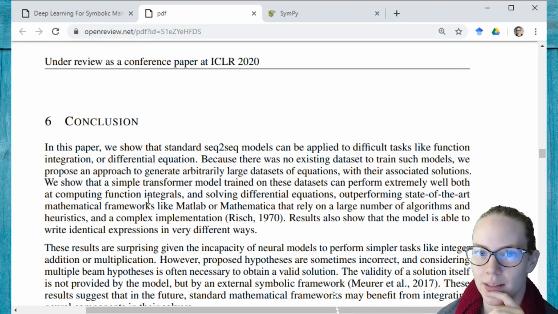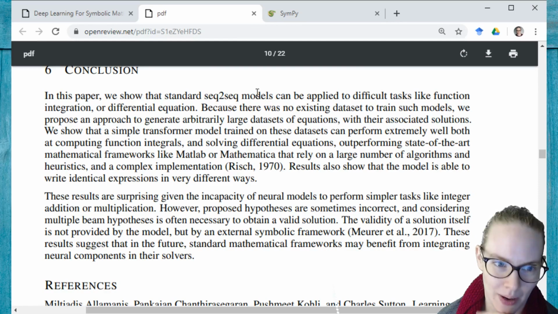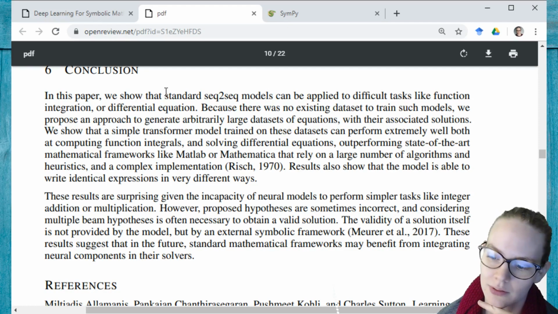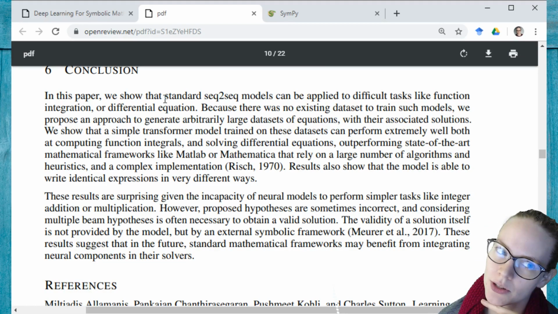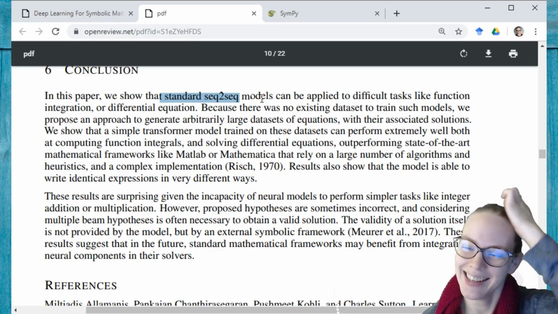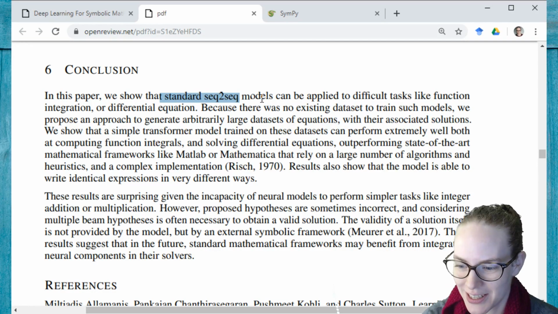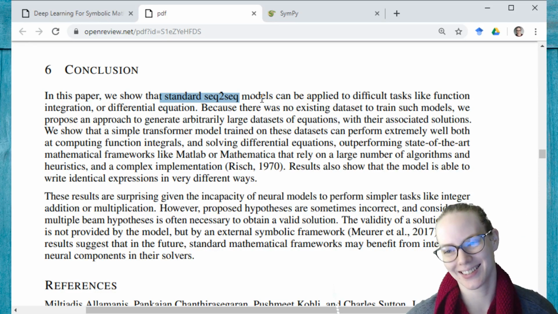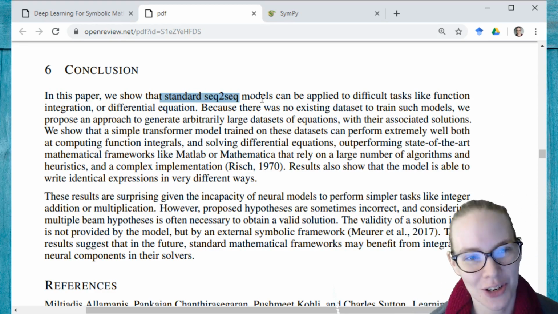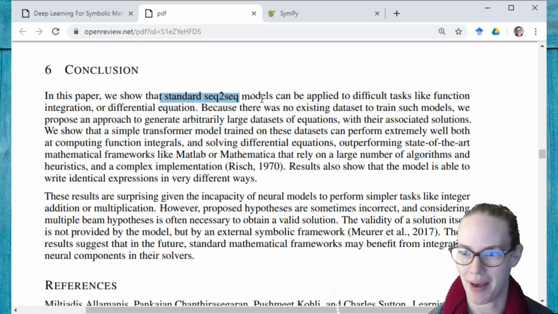All right, conclusion. In this paper, we show that standard seq-to-seq models, I guess transformers are standard at this point. ISO says, speaker: I've created a computer program which can do addition of large numbers. Audience: okay. I'm sure it's much more interesting than it sounds to me, someone who is not in math.